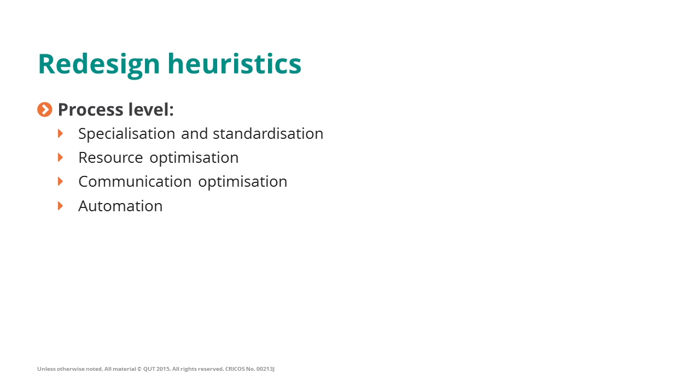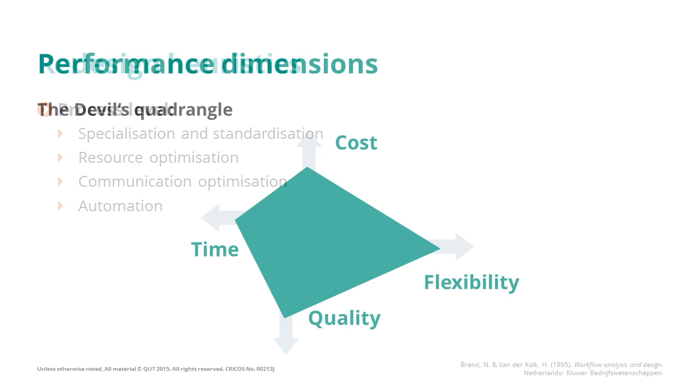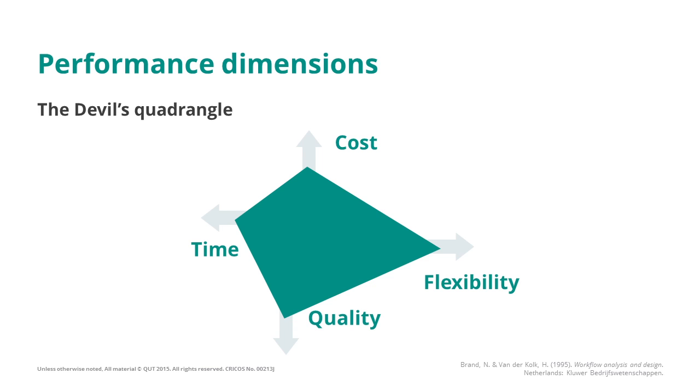And we say finally because, as we have seen before in the context of business process reengineering, automation is most effective when we apply it once we have restructured the process and streamlined it along other dimensions. Each redesign heuristic among these 9 will strike a certain trade-off between the 4 performance dimensions of the Devil's quadrangle.